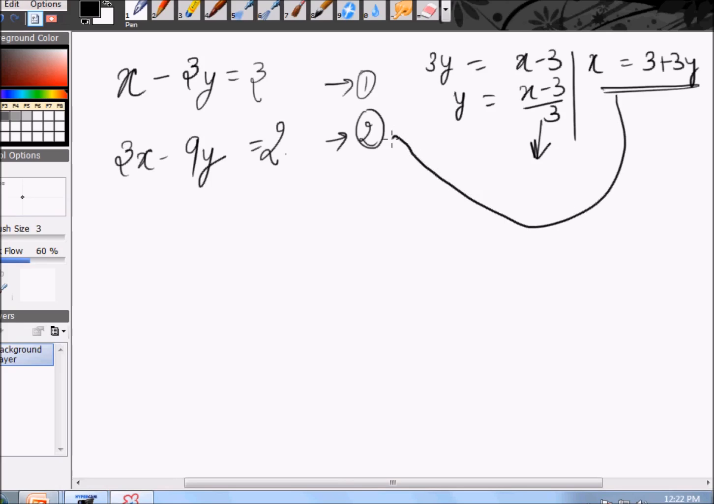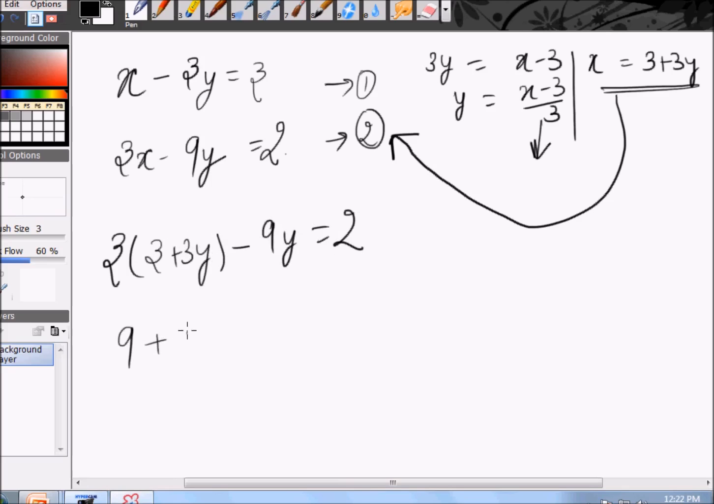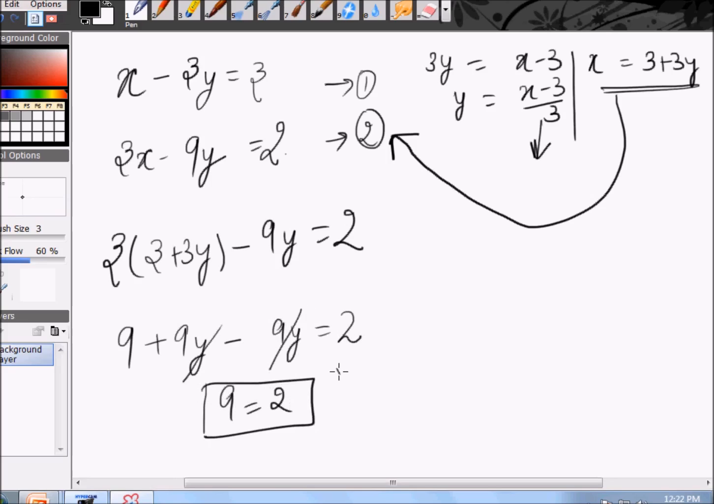Substitute this value in equation 2. We have 3 into (3 plus 3y) minus 9y equals 2, which gives us 9 plus 9y minus 9y equals 2. Thus we have 9 equal to 2, which is never possible. So if such a situation occurs, we have no solution.